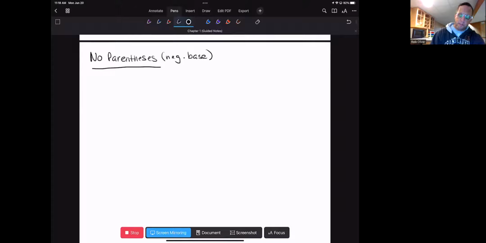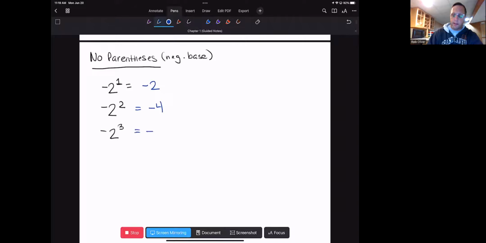Let's do -2. So we have -2 to the first power. Well, anything to the first power equals itself. So -2. All right, -2 squared, no parentheses again. If that did have parentheses, it'd be different. But since there's no parentheses on this one, it's going to be -4. Then -2 to the third power. That is going to be -8. And you can probably see a pattern emerging here.